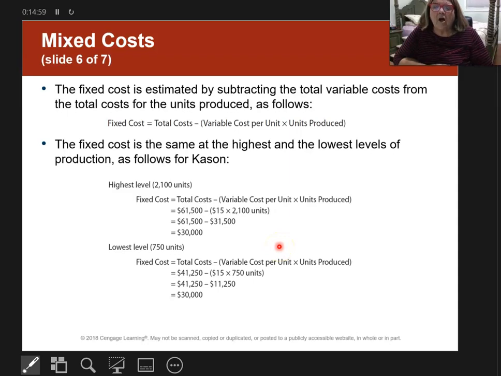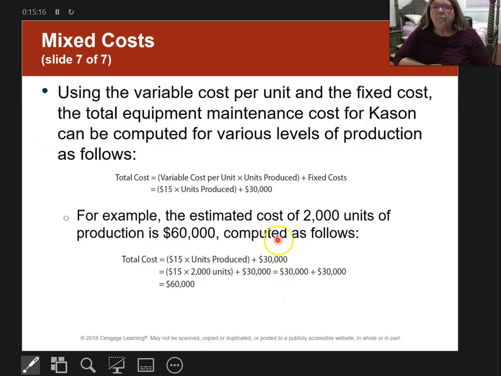So it doesn't make a difference. Find my variable cost first, do my formula, and whether I do the high level or the low level, I'm going to come out with the same. Okay, and so basically now when I put it together, my total cost is the $15 times the units produced plus the $30,000. Okay, so this is how to handle fixed cost and mixed cost. And we'll stop here to go to video number 3 next.